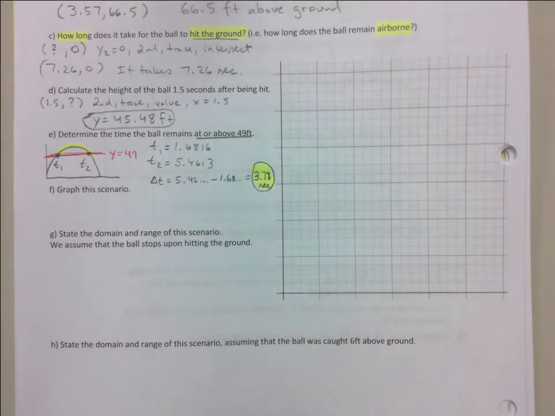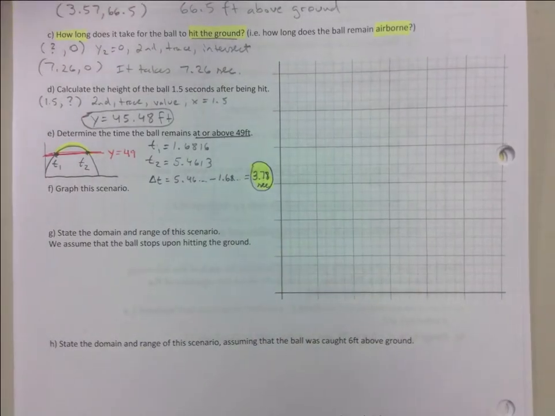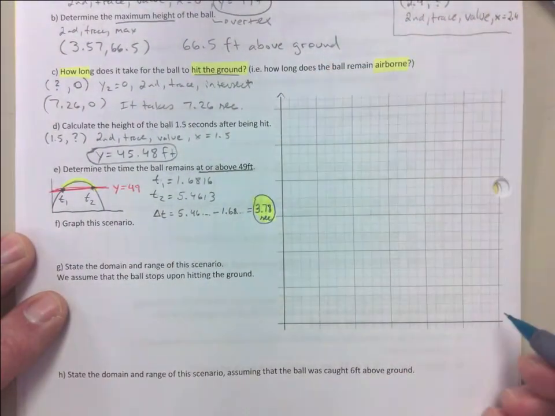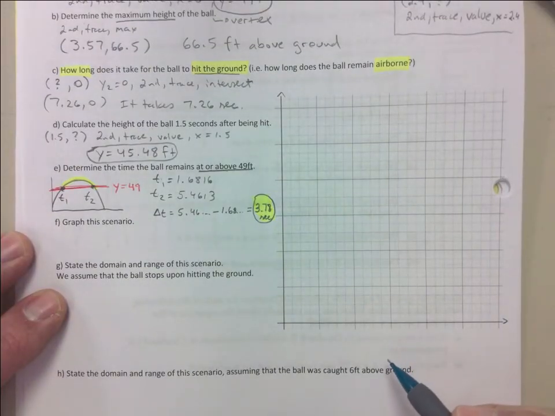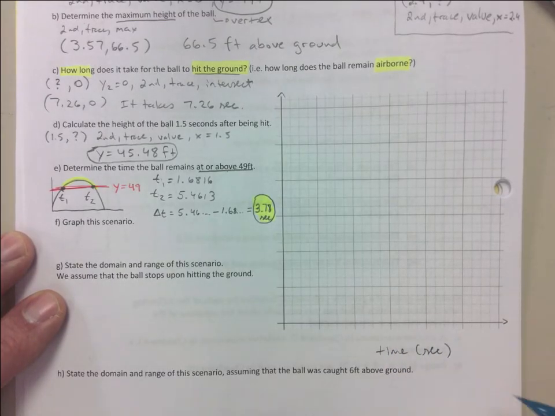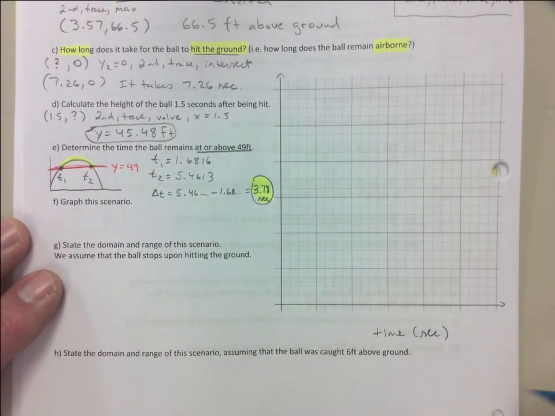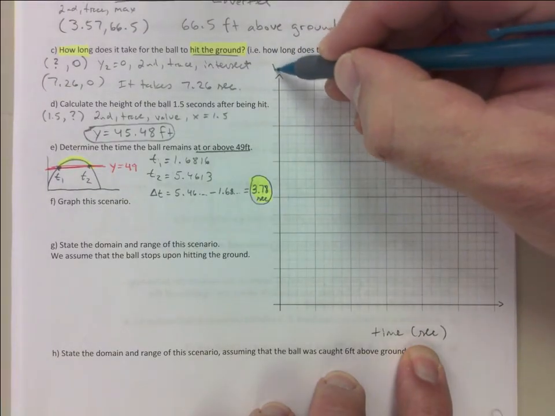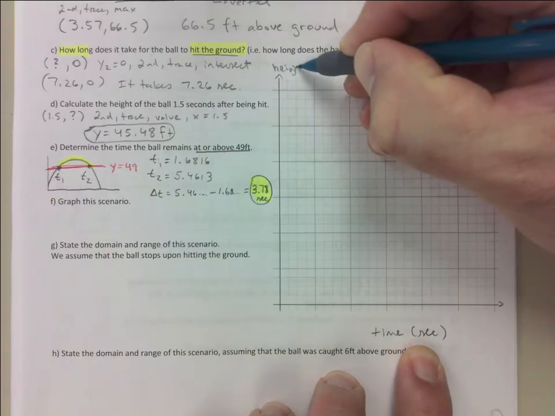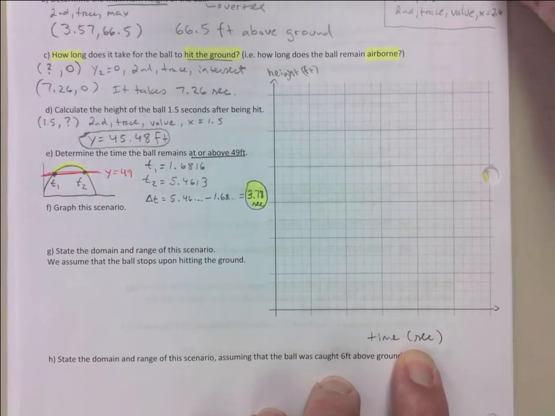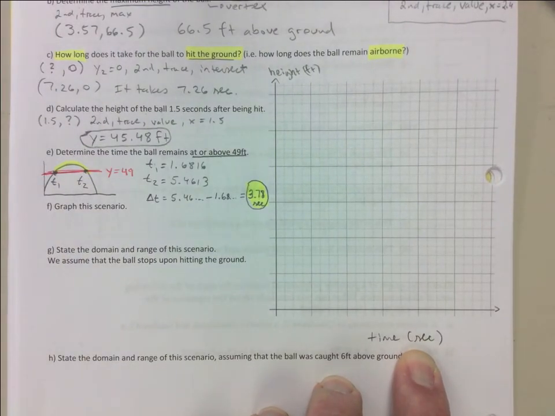Let's graph this scenario. We actually have a lot of information to graph this already. Okay, so what you need to do is make sure you label with units your x-axis and your y-axis. So we're going to go time in seconds. That's a must, right? So time in seconds. And then above here, it's going to be height in feet. So time, seconds, height, feet. Get that out of the way.